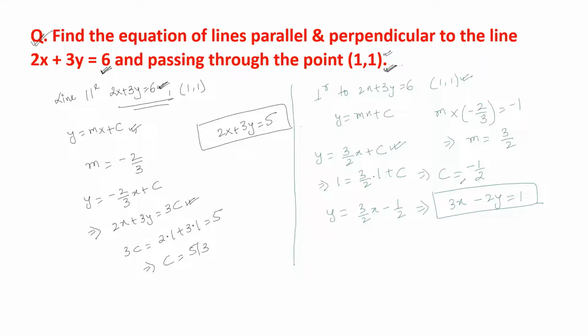So the equation of the line which is parallel to 2x plus 3y equal to 6 and passing through the point (1, 1) is 2x plus 3y equal to 5, and the line which is perpendicular to 2x plus 3y equal to 6 and passing through the point (1, 1) is 3x minus 2y equal to 1.